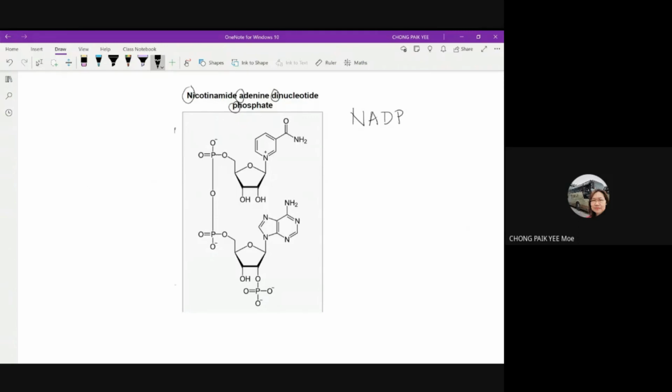Why is it positive? The reason is, look here, it is charged. That means it is lacking an electron. It is not neutral. So this NADP plus is lacking an electron. Now what is the use of this? What is the function of NADP in this process of photosynthesis?